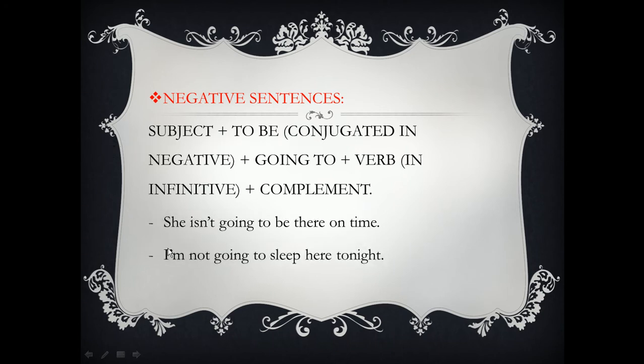Okay, we got I am not, to be conjugated in negative. I am not going to sleep here tonight. And then we got another example. You aren't going to get paid if you don't work. Okay, easy, simple, no problem. Let's see the questions for to be going to.